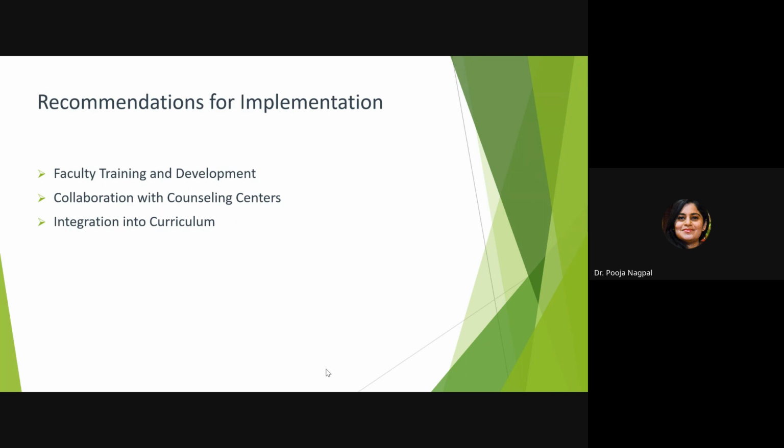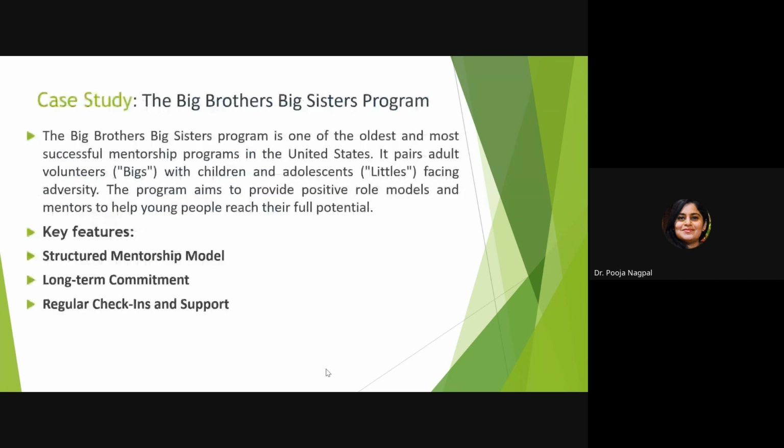So what are the recommendations for implementation? Faculty training and development, collaboration with counseling centers, integration into curriculum. That means your workshops and your mentorship program, your counselor programs should be a part of your curriculum. In that curriculum, we are taking mentoring sessions, we are doing counseling. It will not only enhance academic performance, it will enhance the overall reputation of the institution also, and even the well-being of students also.